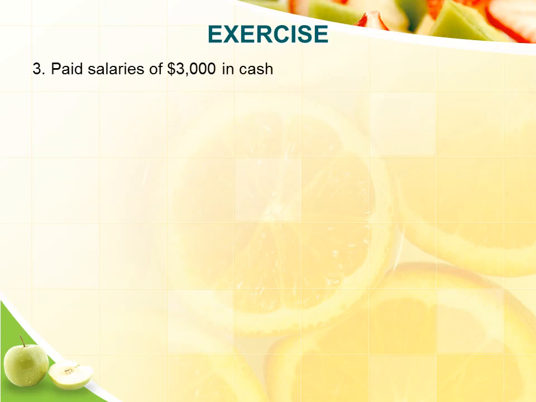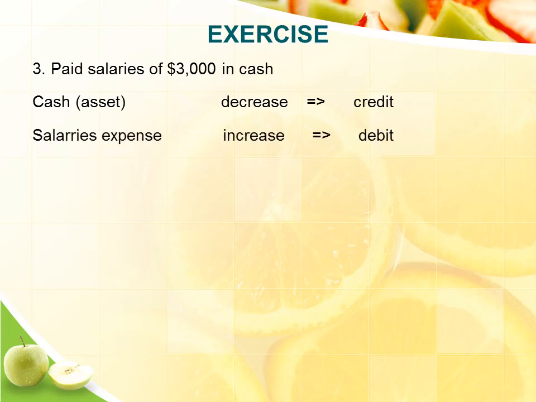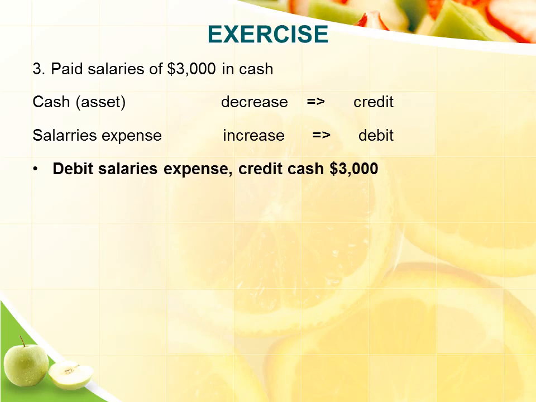The third transaction, paid salaries of $3,000 in cash. Very easy. Cash is an asset and paid cash means cash decreases. Paid salary for employees, so salary expenses increase. You see, assets decrease, we credit assets. Expenses increase, it means debit salary expenses. And the answer is debit salaries expenses, credit cash, $3,000.